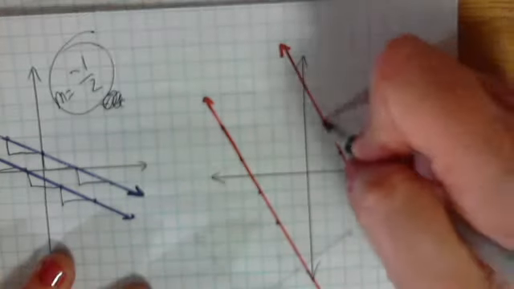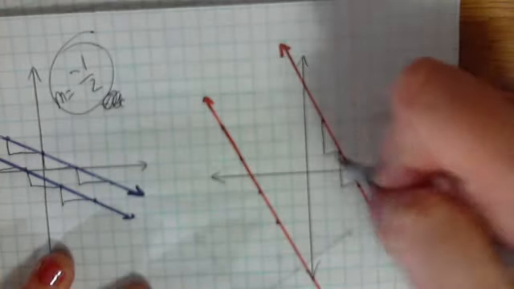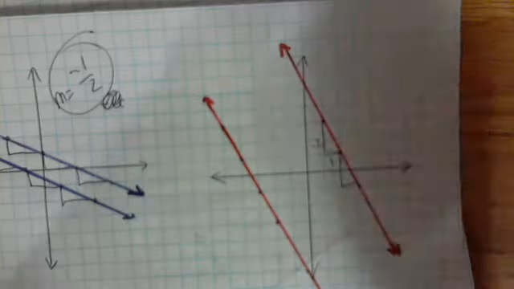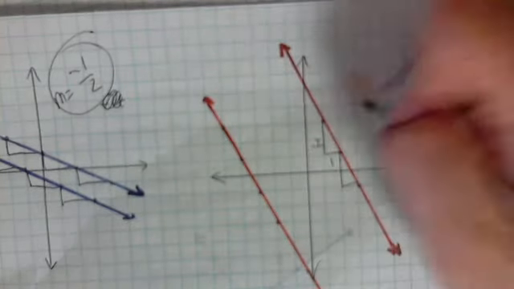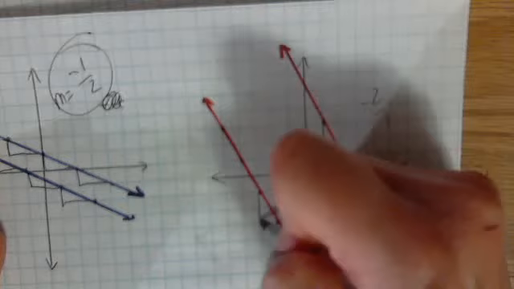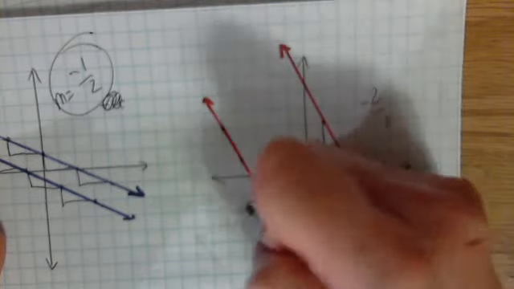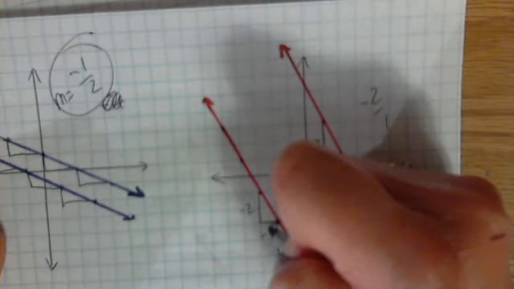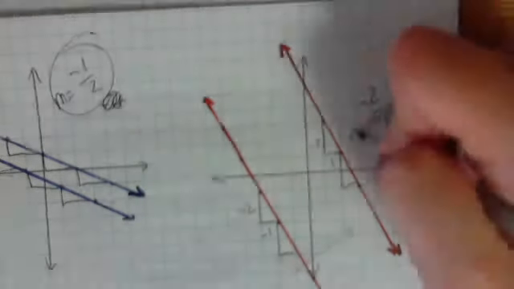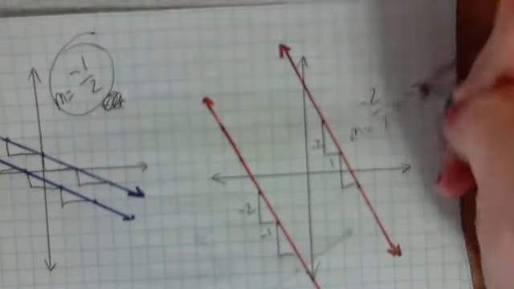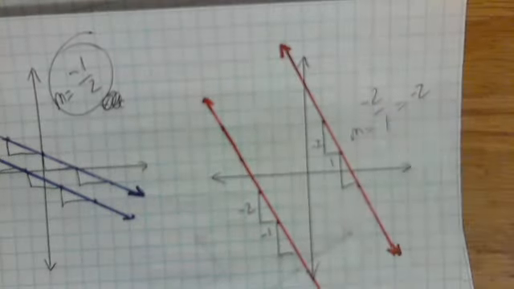This one drops 2, runs 1, drops 2, runs 1. So we have another negative slope, this time negative 2 over 1. And this guy does exactly the same thing, negative 2 over 1, so the slope is negative 2. So parallel lines have the same slope. Memorize that. Parallel lines have the same slope.